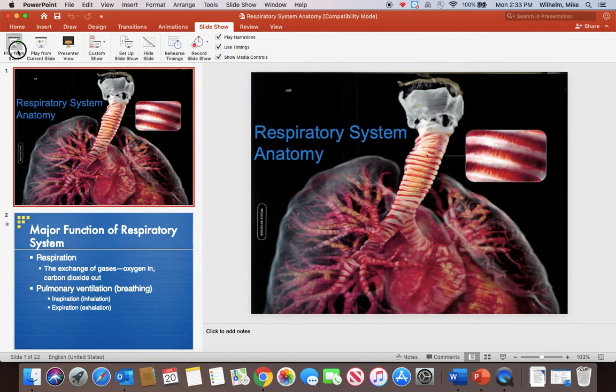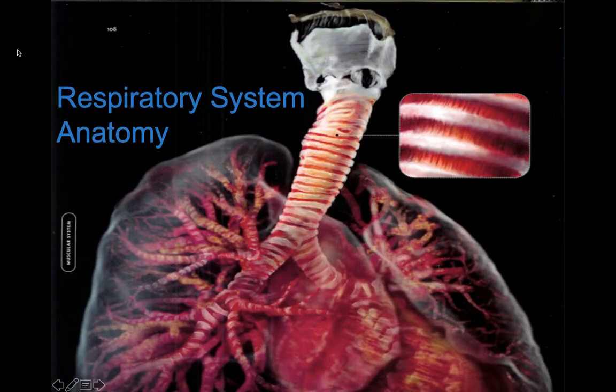Hey, anatomy students. Today we start the first day of the respiratory system. So we'll be learning the anatomy of this system and the physiology, obviously, and talk about some diseases involving this system. We've gotten a preview of the system already.